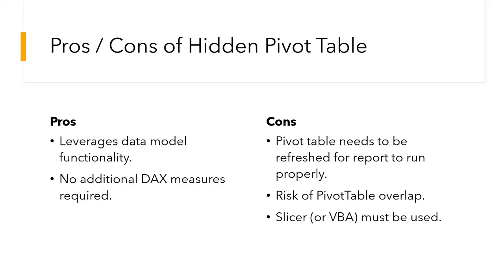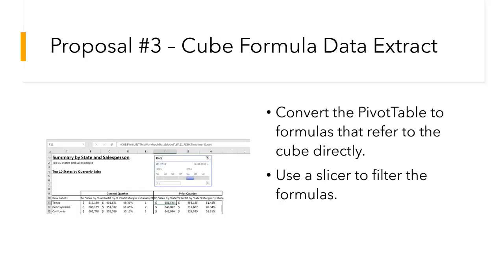Our pivot table needs to be refreshed because we do have an underlying pivot table. If we have more than one pivot table on our underlying sheet, and let's say a name were to change or something like that, and our pivot table were to expand columns or rows in a way we weren't expecting, the pivot tables could overlap, and that would throw an error, which would be especially hard to find because it's on a hidden tab. And then in order to manipulate a hidden data table, you have to use a slicer or potentially VBA.